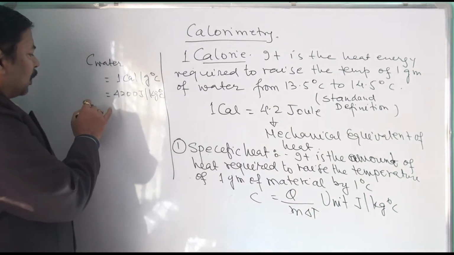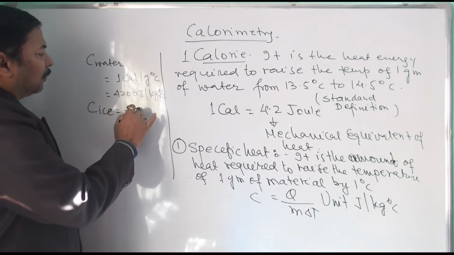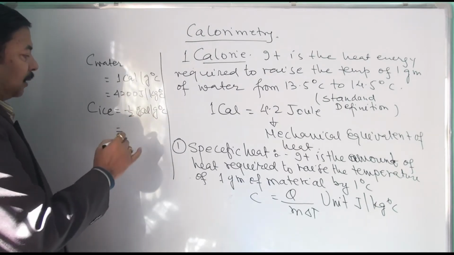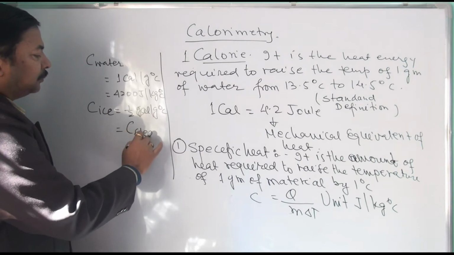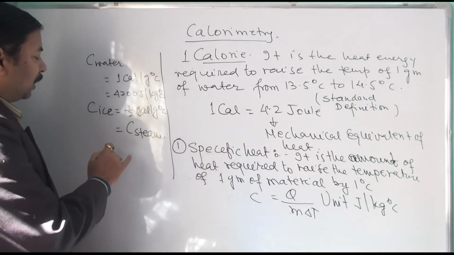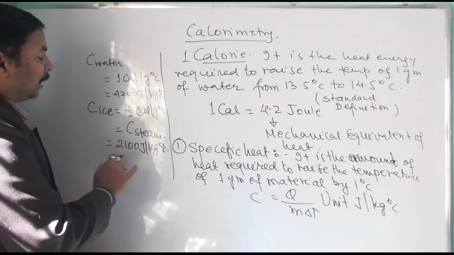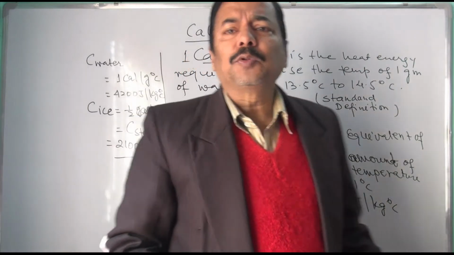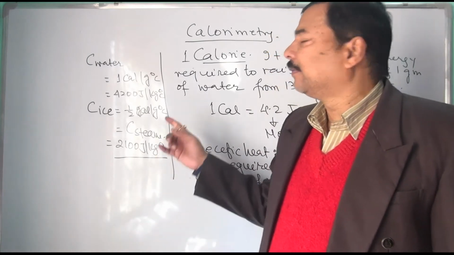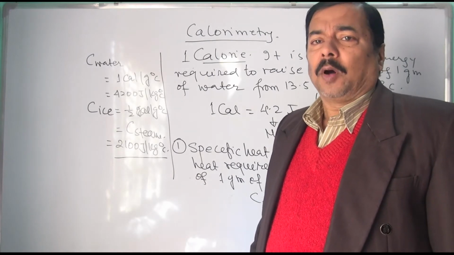Then the specific heat of ice, you should remember, is 1 by 2 calorie per gram degree centigrade. Similarly, this is the value for steam also, and if you convert it into joule, it will come to 2100 joule per kilogram degree centigrade. These are the values that you are supposed to remember by yourself, and you should not depend on the examiner giving these values for your calculation. So these values are standard results which you should remember all the time.